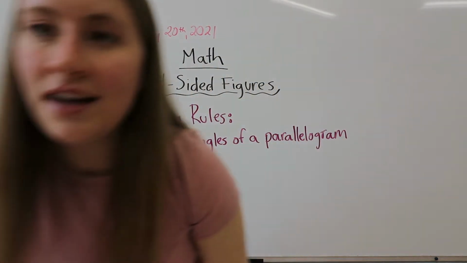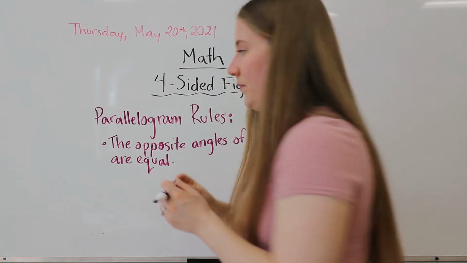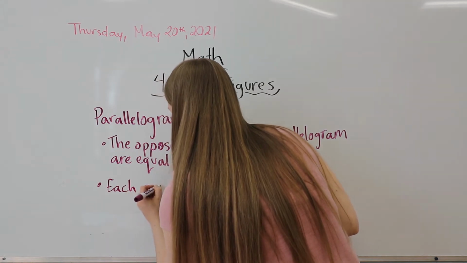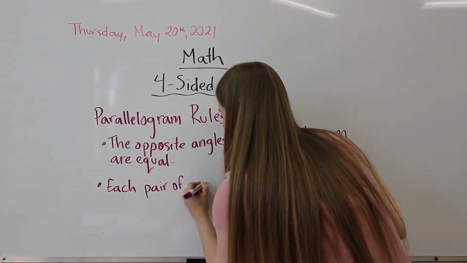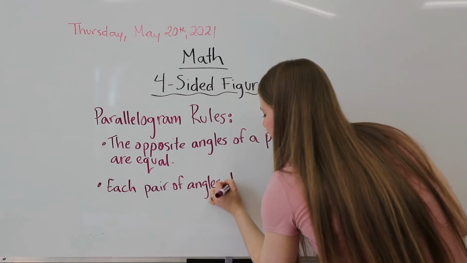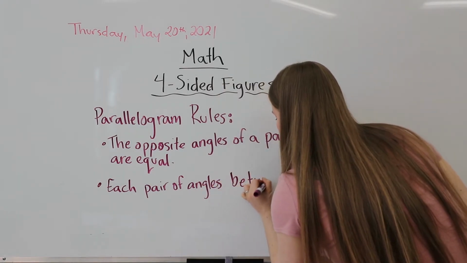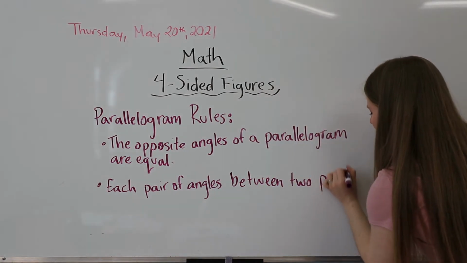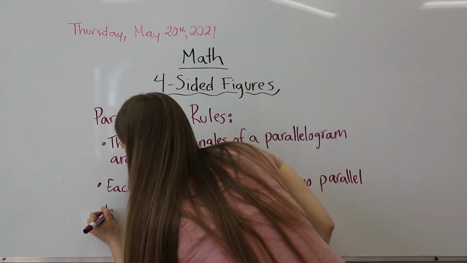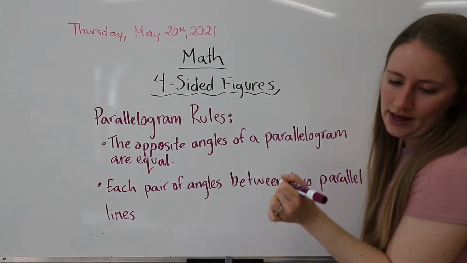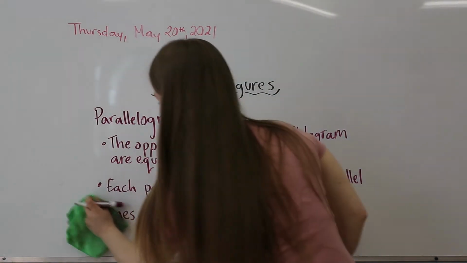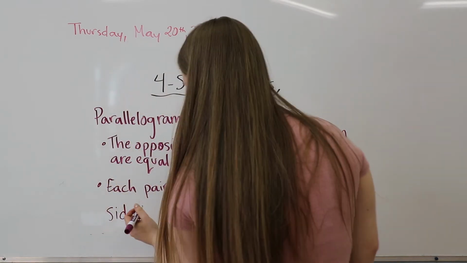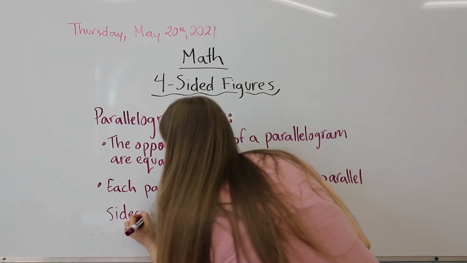Let's write that rule down on the board as well. That's the second speech bubble. Each pair of angles between two parallel sides, sorry, sides, add up to 180 degrees.